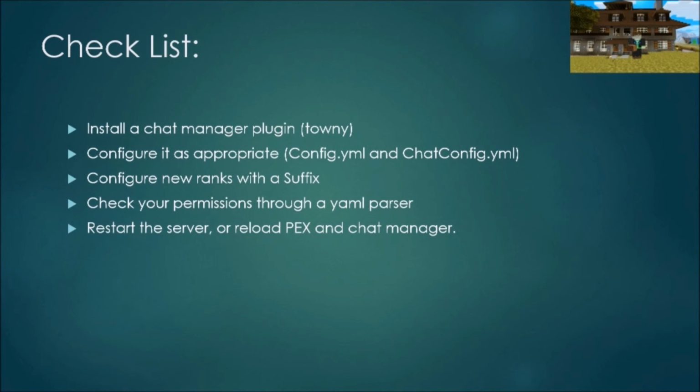Let's have a look at a checklist of what you should go through while carrying out this process. First of all, you want to install a chat manager plugin. As we've gone through, we've gone for Towny. Configure it as appropriate. As mentioned previously, you need to configure the config.yaml and the chat config.yaml too. Next, you need to configure any new ranks which you are creating and put in a suffix for them.